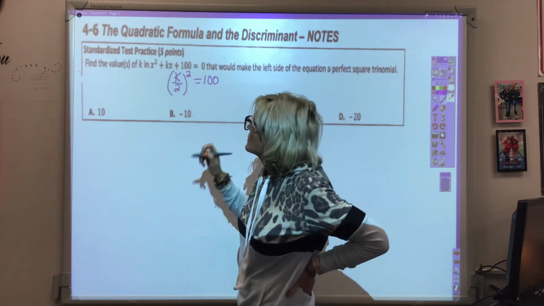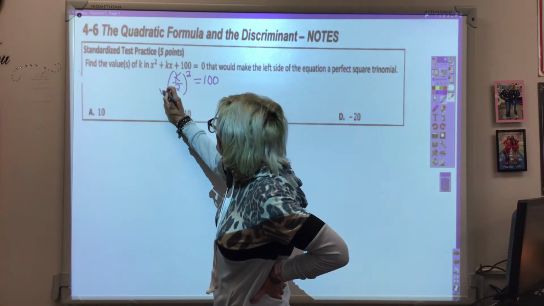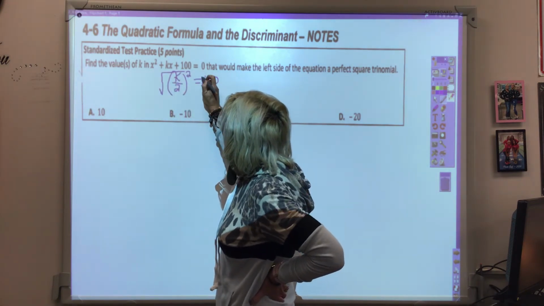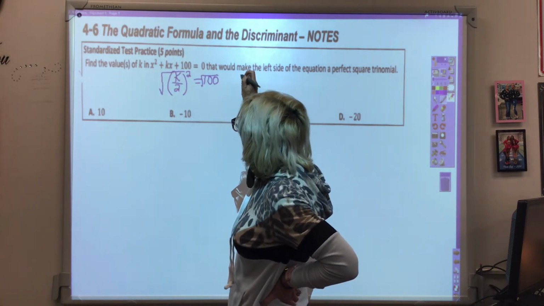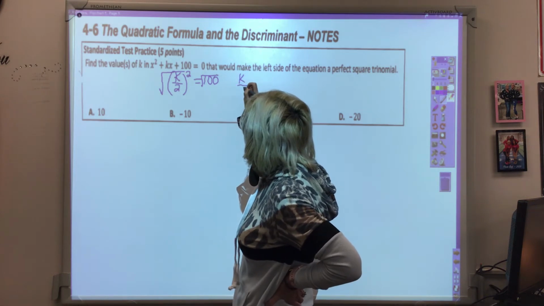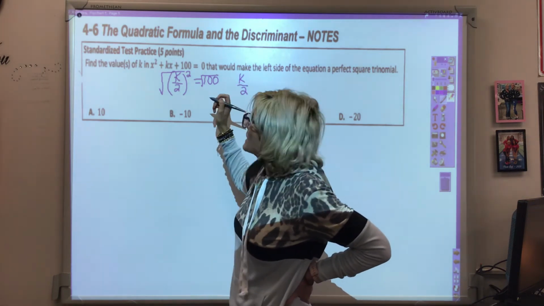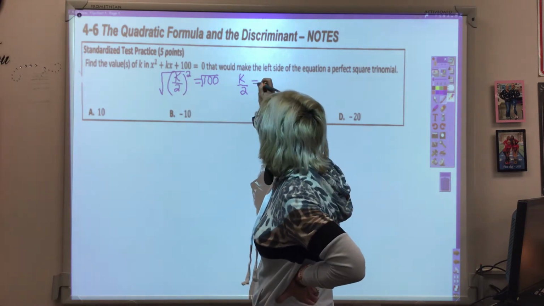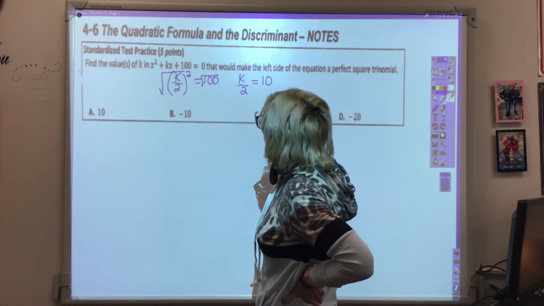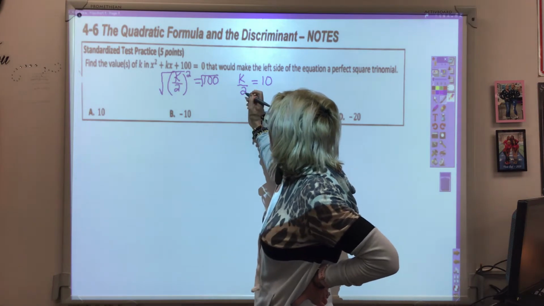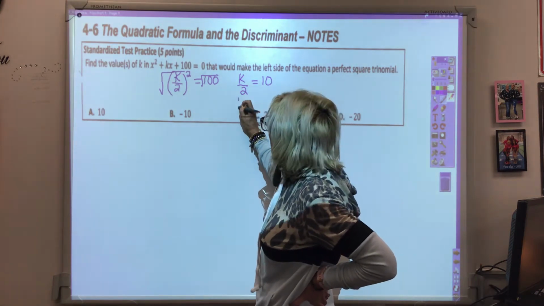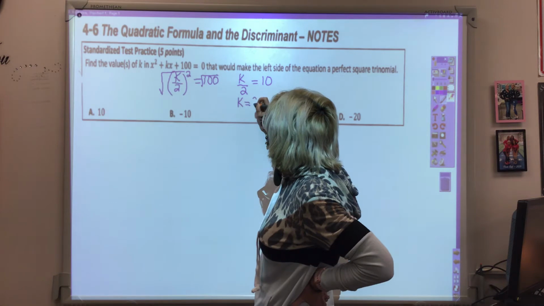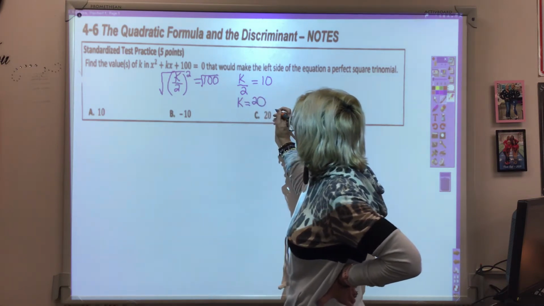So what we do first is we take the square root of both sides. So we will have k over 2. Now it could equal 10 or negative 10, but since this is positive, we're just going to call it positive 10. And then we would just multiply by 2. So k would equal 20. So the answer is C.